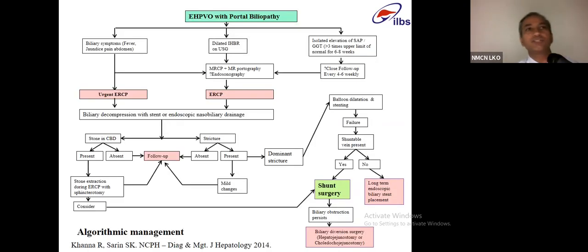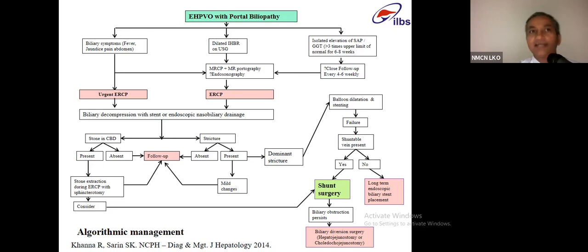How should we approach a child or an adult with portal biliopathy? We should look for whether the patient is symptomatic or asymptomatic. In the asymptomatic, we should look at the biochemistry for elevation of alkaline phosphatase and GGT. If the patient is symptomatic, then there is an indication for ERCP, for stone retrieval or for stricture dilatation. And subsequently, persistence of the changes may be an indication for shunt surgery.